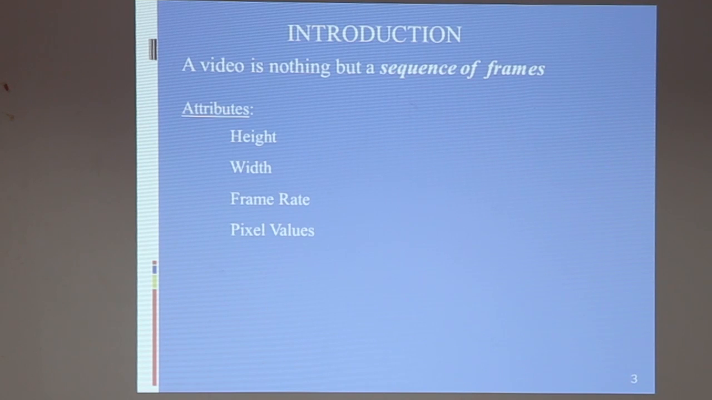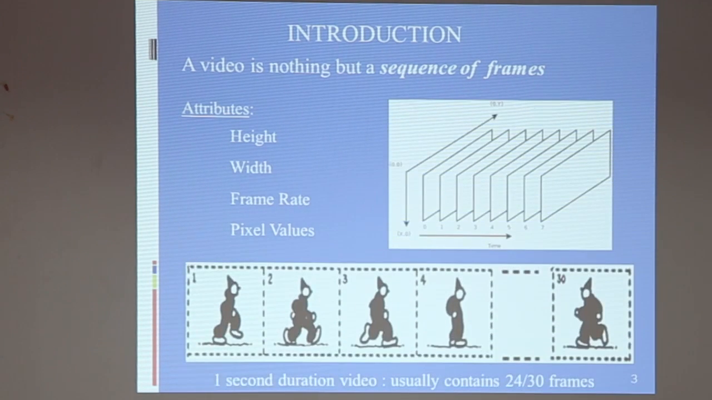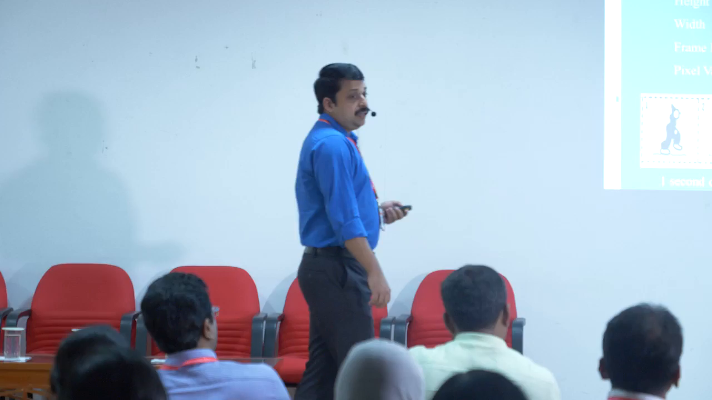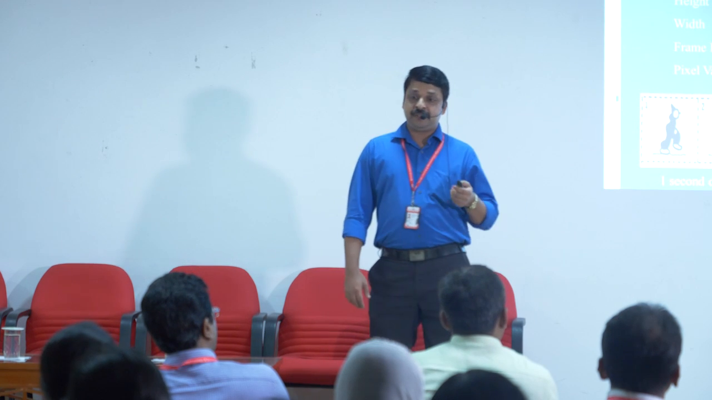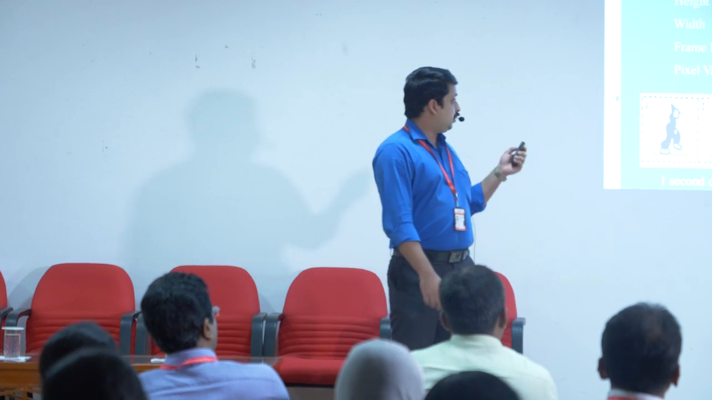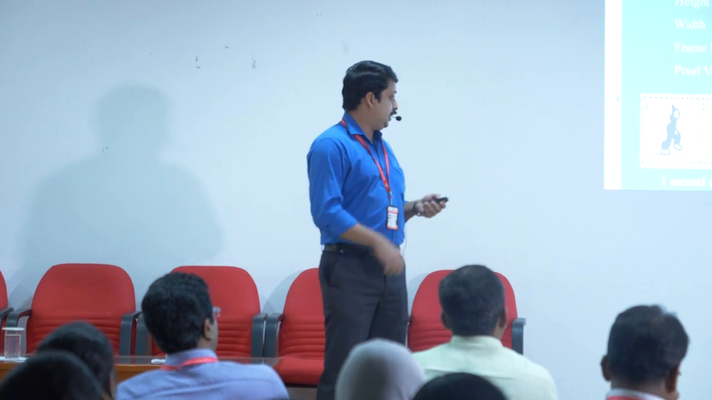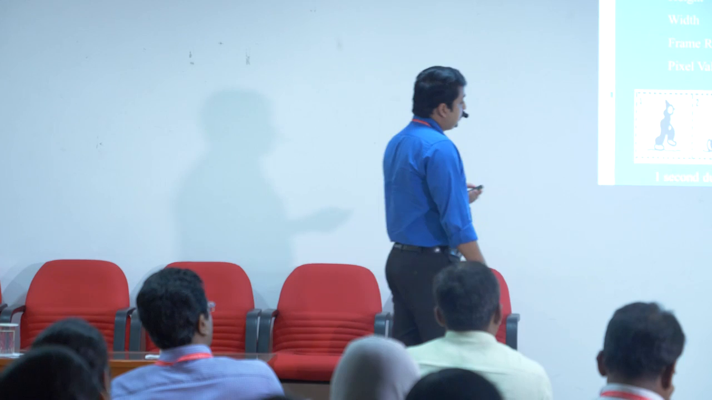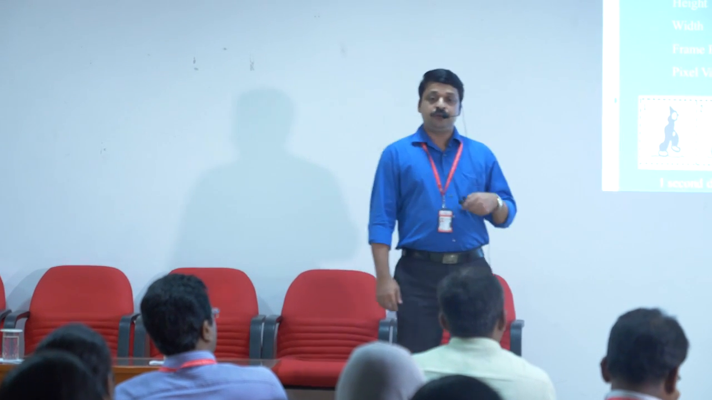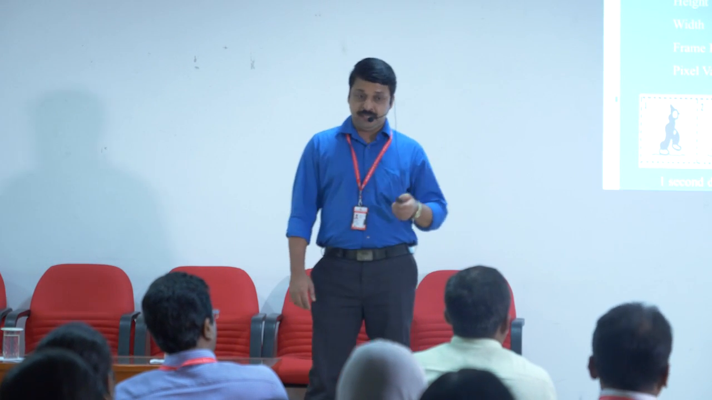Now I can say that video is nothing but a sequence of frames, and the major attributes of any video are height, width, frame rate and pixel values. So in an image you will have width as well as height, and in video there is the number of frames per second, that is what you mean by frame rate, and pixel values, that is the intensity values of each and every pixel. In a 1 second video we will normally have 24 frames or 30 frames per second.